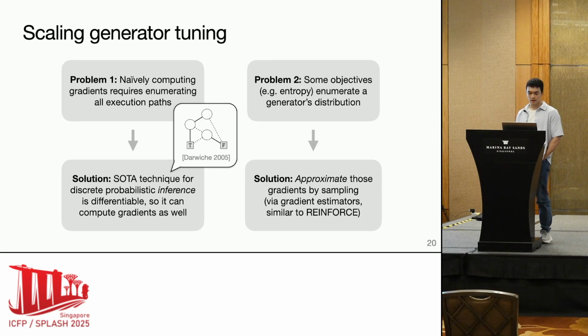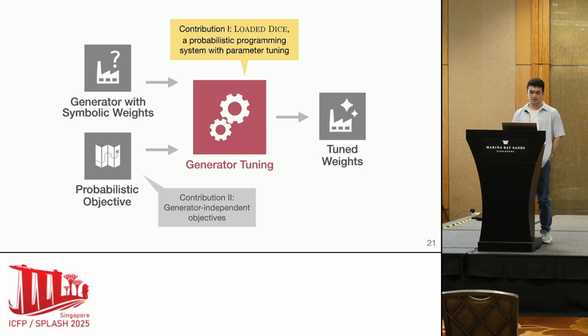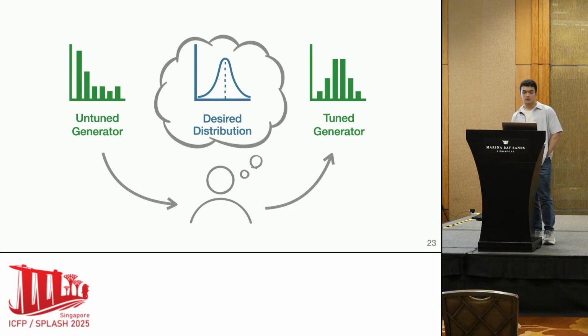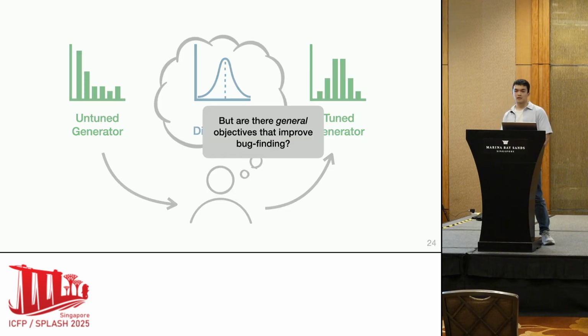So with these improvements, we now see how to tune generators, but we'd also like to know what to tune them for. In some cases, the user might have a specific desired distribution in mind, and we can tune for this by setting our objective to minimize the distance between the generator's distribution and the desired distribution. And we can use a standard metric for distance between distributions, such as KL divergence. But the user doesn't always have a distribution in mind, so we'd like to find properties of distributions that are useful for bug finding in general.